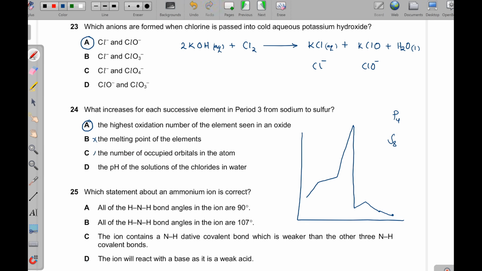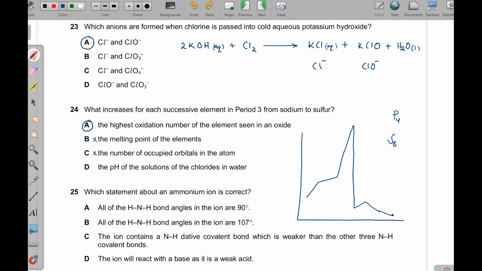This one is also not correct because we are putting these electrons in the same shell, the same principal quantum number 3. So we're having the 3s and the 3p. We are putting electrons only in these, so we are not increasing the number of shells. There is also 3d, by the way. You see that? So this one is also off.